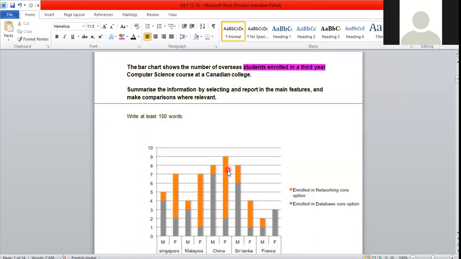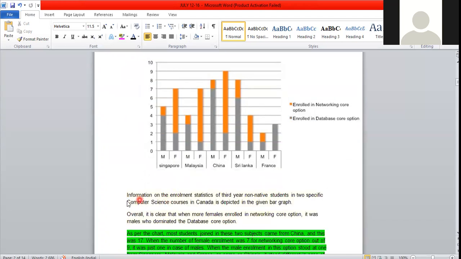So let's see the introduction. What the introduction is: it is a bar chart, and what it shows. It shows the number of overseas students enrolled in third year computer science course at a Canadian college. Let's see the introduction here. Information on the enrollment statistics of third year non-native students in two specific computer science courses in Canada is depicted in the given bar graph.